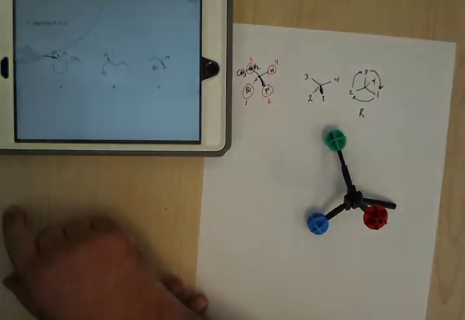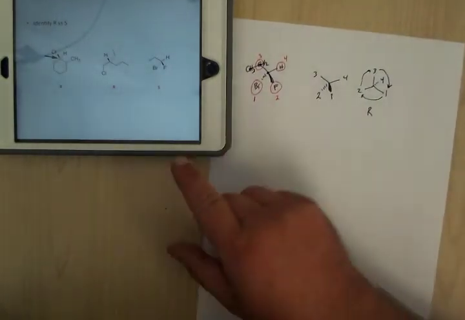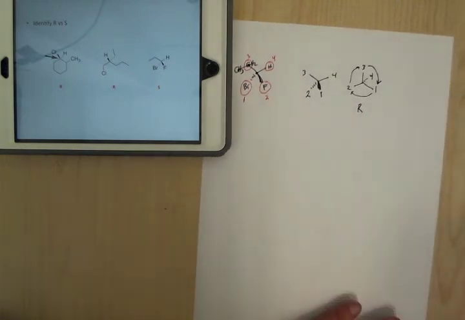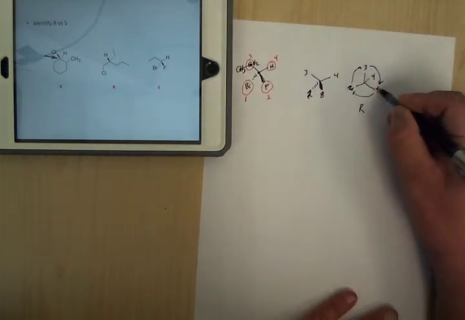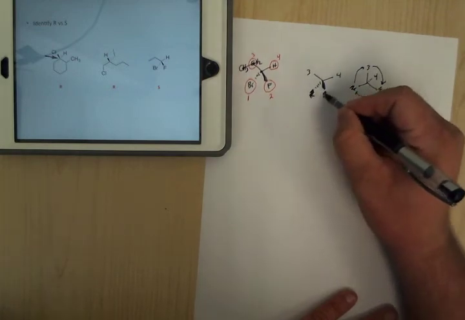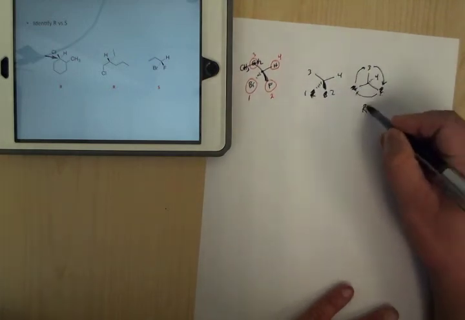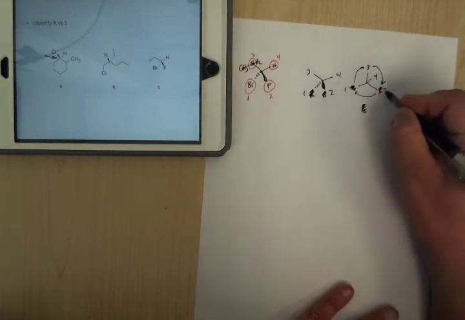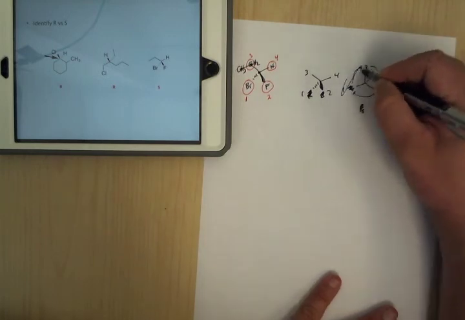Oh wait, how did I mess this up? This is the problem, because I got these backwards. That's what happened. This is the problem with trying to transcribe these again. So 1, 2, I'm sorry. I didn't think these were all R. Let me draw this again.